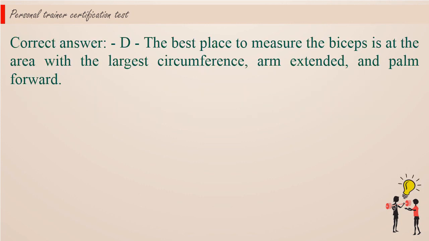Correct answer, D. The best place to measure the biceps is at the area with the largest circumference, arm extended, and palm forward.